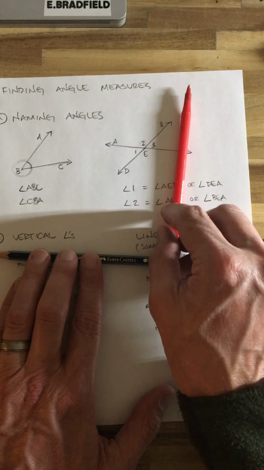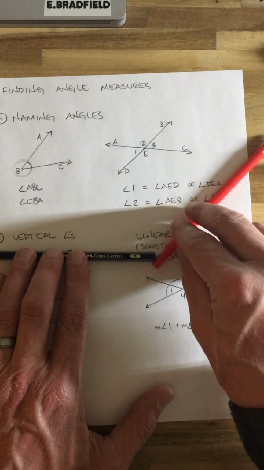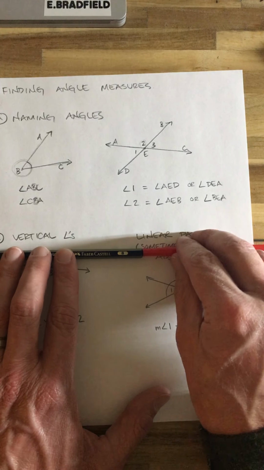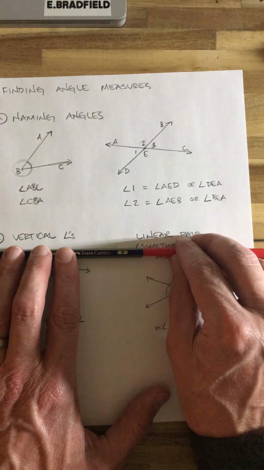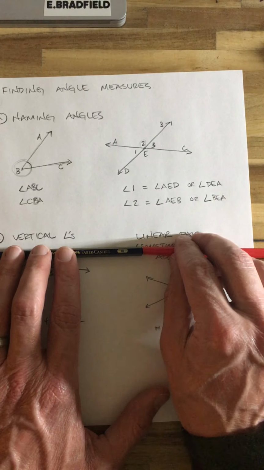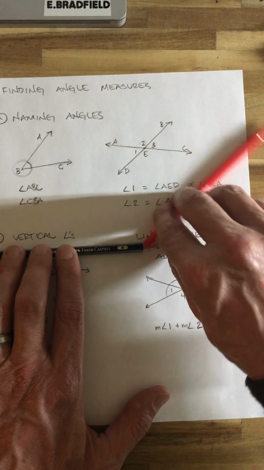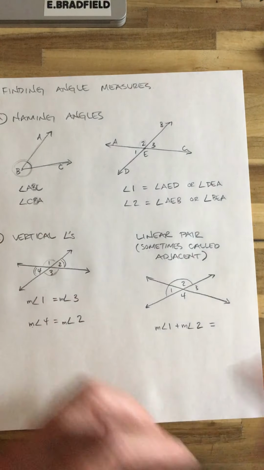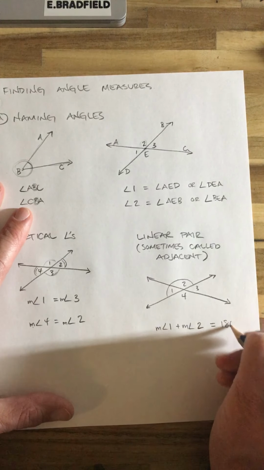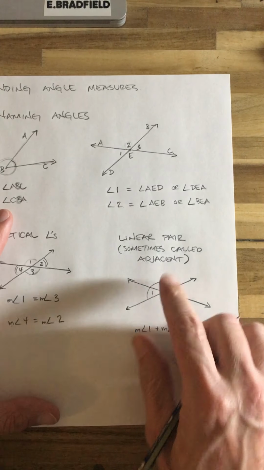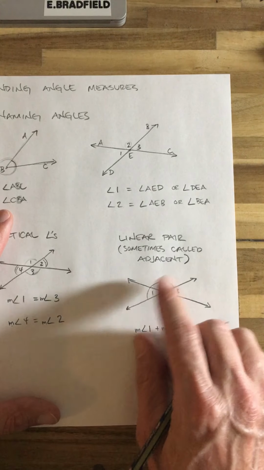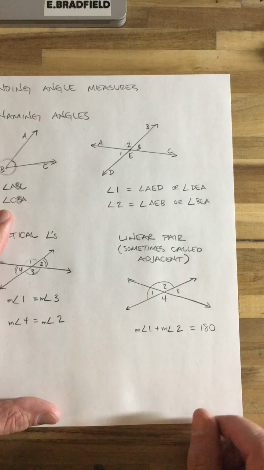Well, if I go another 90 degrees, don't I form a straight line? How many degrees would that be? If I went 90 and then another 90, that's 180. So that's 180 degrees. A linear pair are two angles that are adjacent that add up to 180 degrees.